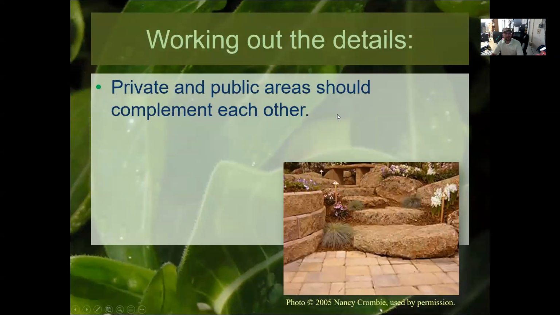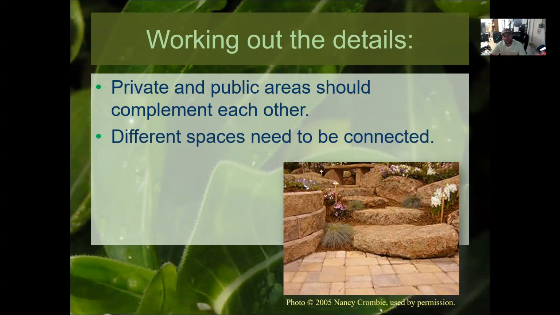So, working out the details. Private and public areas should complement each other. If you have a really nice public area in front of your house, you want to complement that in the backyard and so on. Your entire landscape should be a reflection of the same style that you put together around your house. So a good design will create good style.